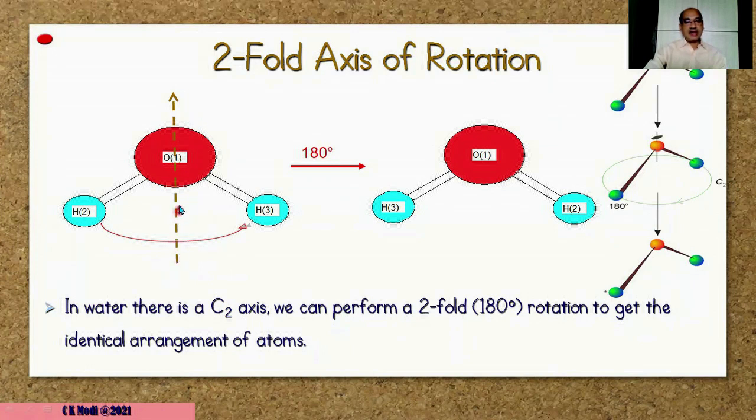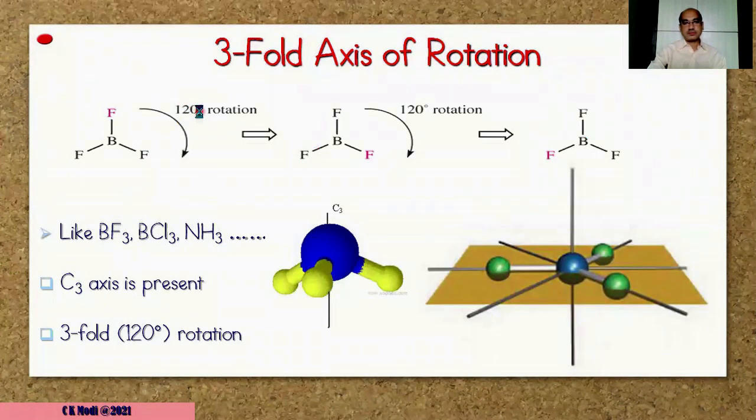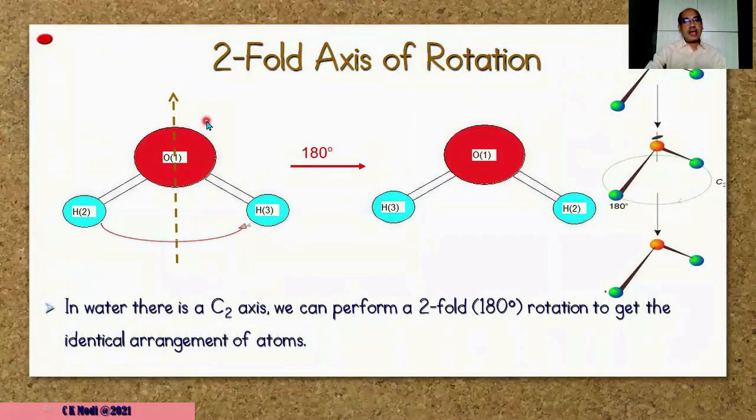Now, if we pass an imaginary line through the center of that molecule, and perform the cyclic operation about that imaginary axis at around 180 degree rotation, so we will rotate it by 180 degrees. What will happen? This hydrogen comes over here and this hydrogen comes over here. So after 180 degree rotation, we are getting a new structure.